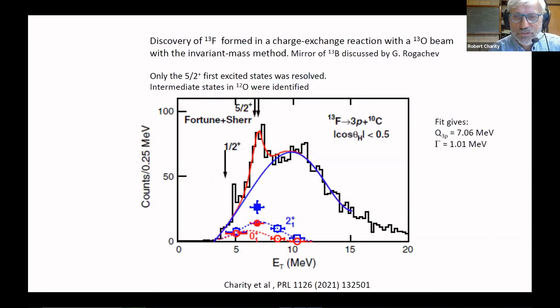So this is fluorine 13. So it decays to 3 protons and carbon 10. So that's the same as oxygen 12, but an extra proton. And so this is the decay energy distribution we obtain. And you see it's like 10 MeV wide. So it's too wide to be considered a resonance.